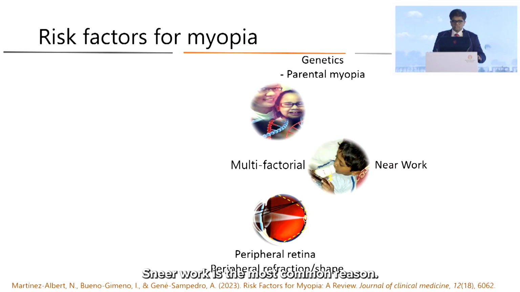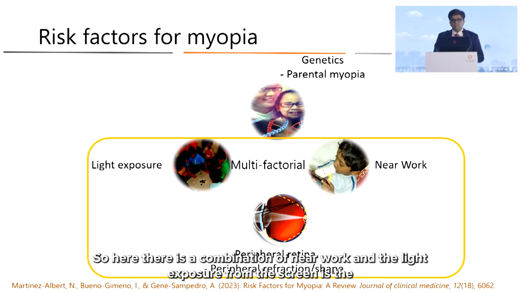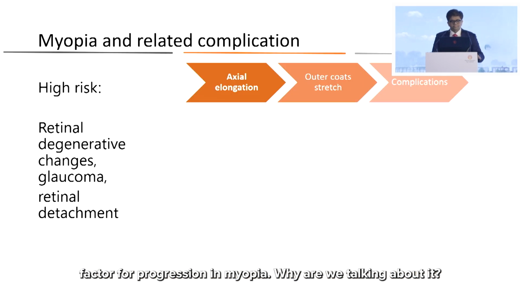Near work is the most common reason. We looked at peripheral refraction. I don't need to go into the depths of it. And light exposure means the screen time. Excessive screen time is always the most troublesome factor. So here there's a combination of near work and the light exposure from the screen, which is the most commonly responsible environmental factor for progression in myopia.